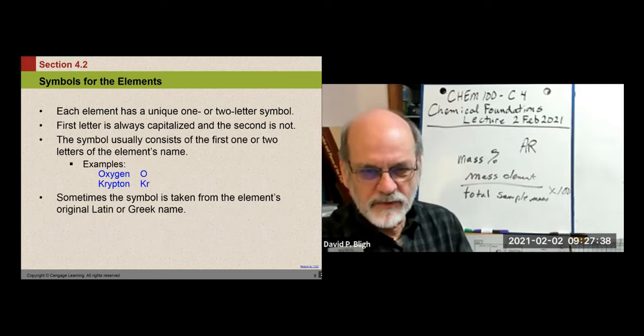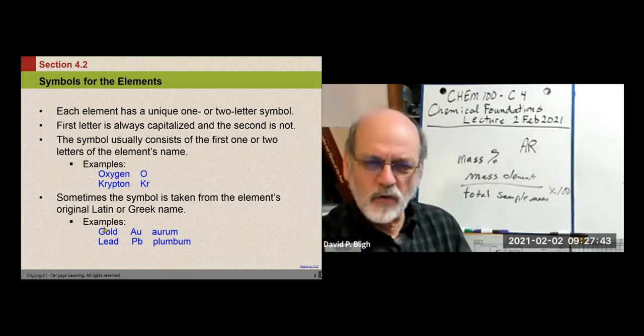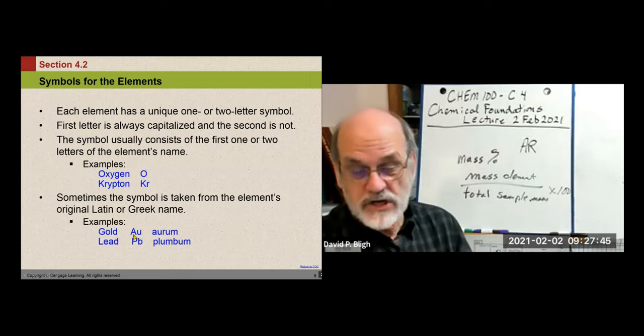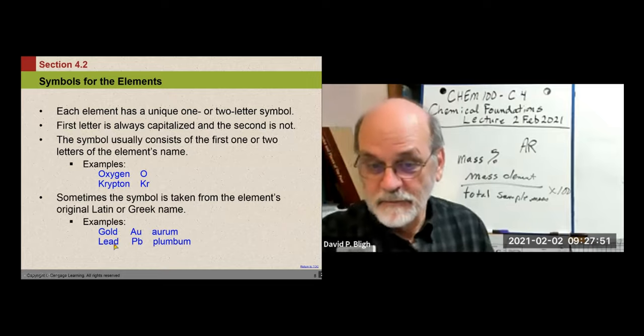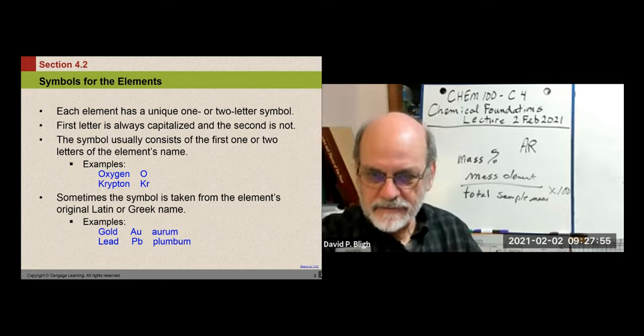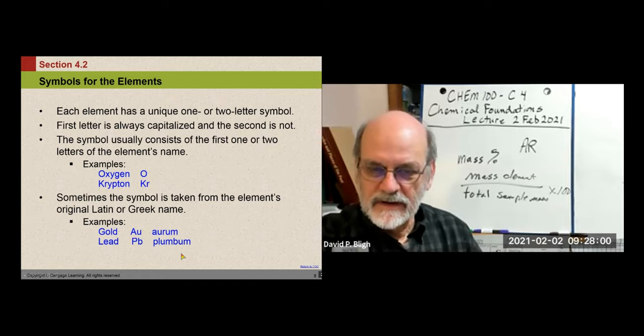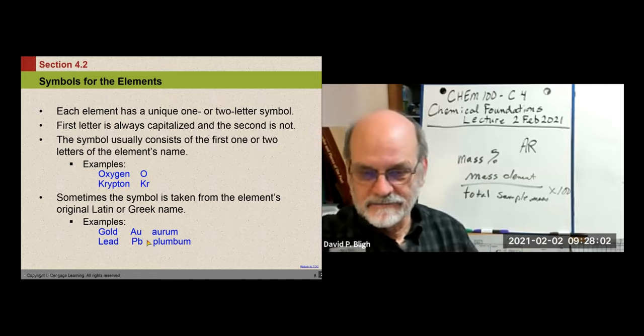Okay, those are examples. Sometimes they're derived from the Greek. I left out gold. Gold is Au, it's not GO. Au for aurum. I left out a good one too. Lead is Pb. Large P, small b. For the Latin word plumbum. And in Latin, plumbum means heavy. So it fits perfectly.